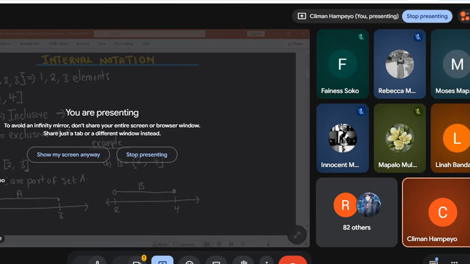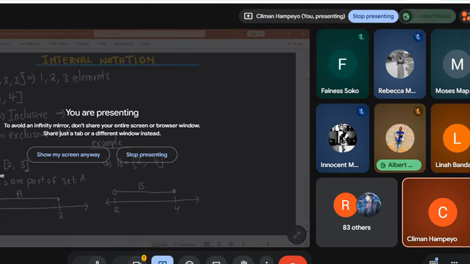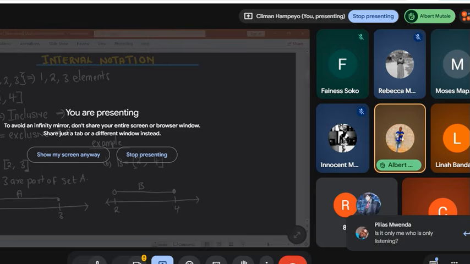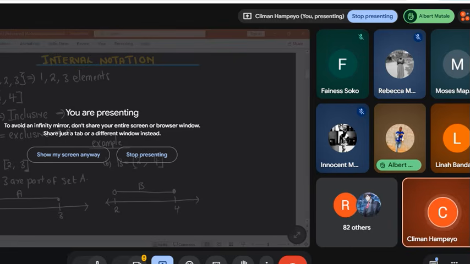Okay. Let me check. Albert Mutare can ask a question. Actually, the network was pretty bad, so I couldn't detect what was on the screen. Can you kindly repeat that? Okay, so if you can't see the screen, you log out, you log in. Okay.